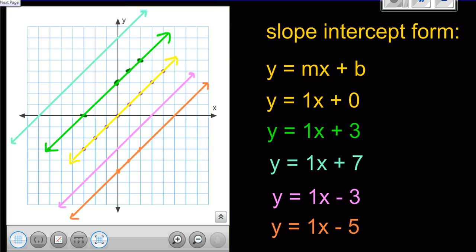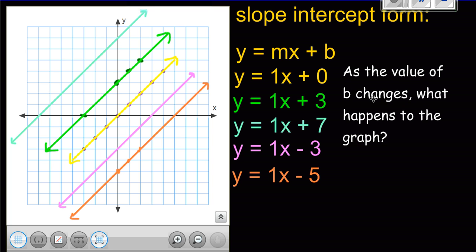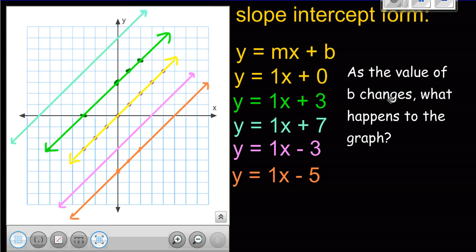Now, to get back to the actual question, as the value of b changes, what happens to the graph? See if you can answer that question in a few short sentences to explain how that value of b actually affects this graph.